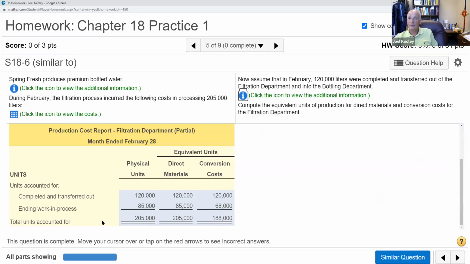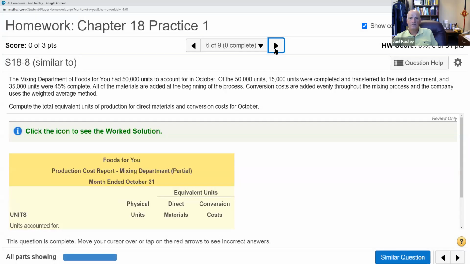And then units accounted for. Units to account for, units accounted for. Well, I guess they left out the units to account for. Units to account for is 205,000. So this was like part 2. Number 6.